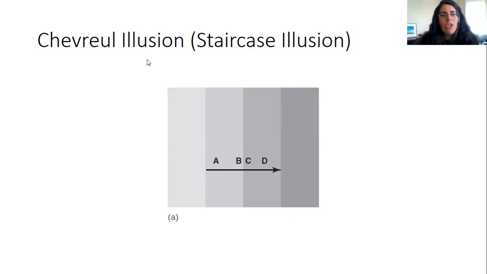So this is called the Chevreul illusion. Oftentimes you'll hear it as the staircase illusion. And what you should be seeing at the boundaries of each color change is this increase in brightness on one side and a little dark band on the other.